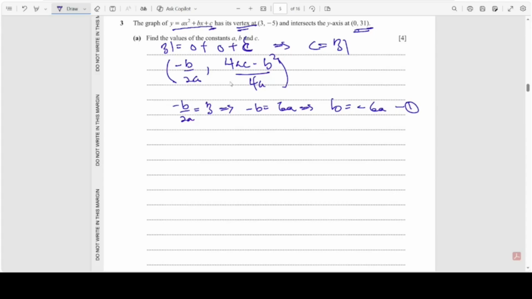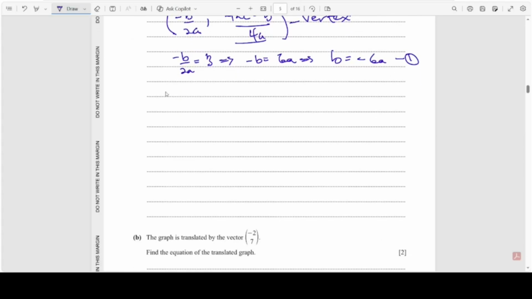And then the next part, 4ac minus b squared over 4a is equal to -5, since that's the turning point. Remember, this formula is the vertex of every quadratic curve, or the turning point of every quadratic equation. Since the point has been given already, the y coordinate is equal to -5. It means that 4ac minus b squared over 4a is equal to -5.